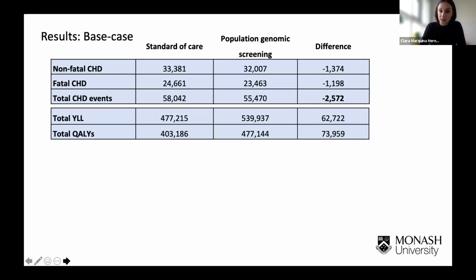Now, if we go to the base case results, in the third column, you can see the difference between the standard of care and the population genomic screening. And you can see that with the population genomic screening, we are preventing more than 2,500 cardiovascular events. The cohort in the population genomic screening is accumulating more years of life lived and more quality adjusted life years.